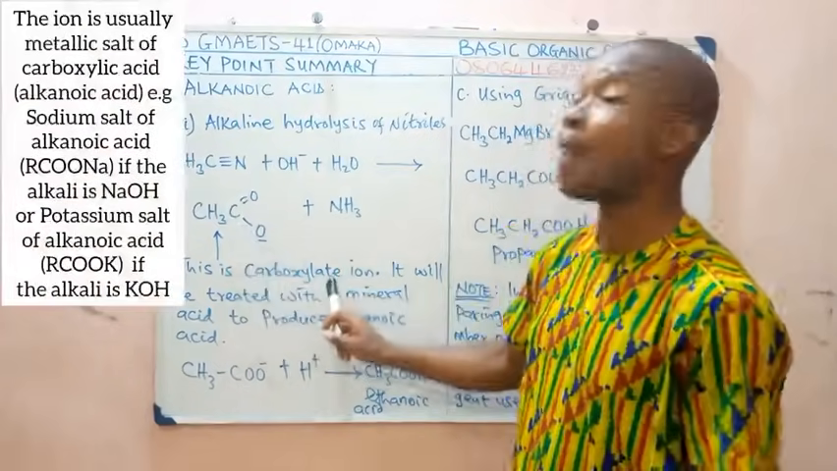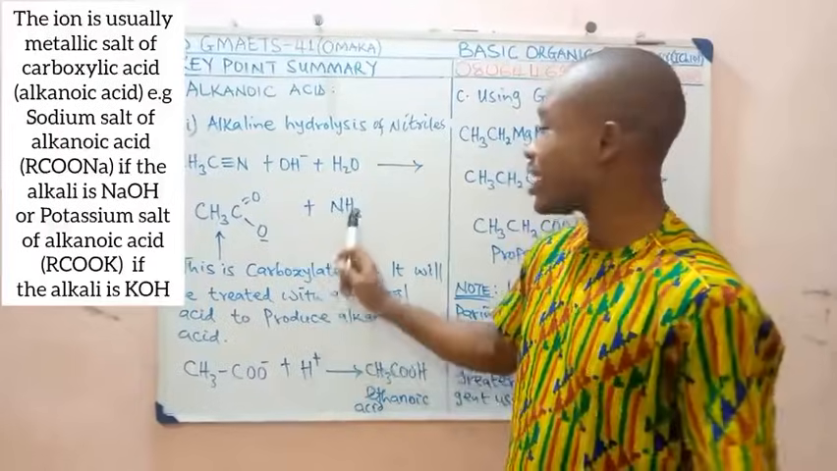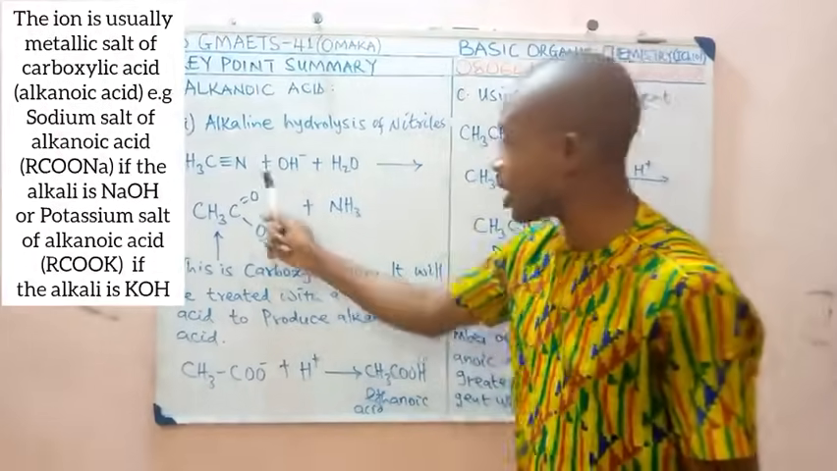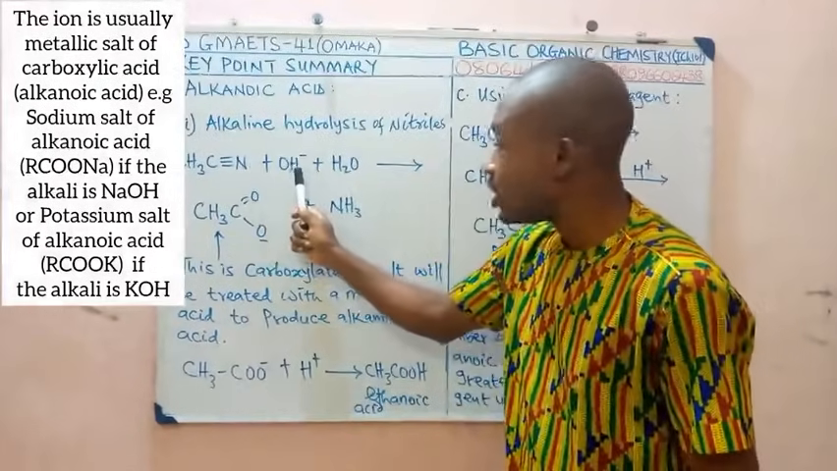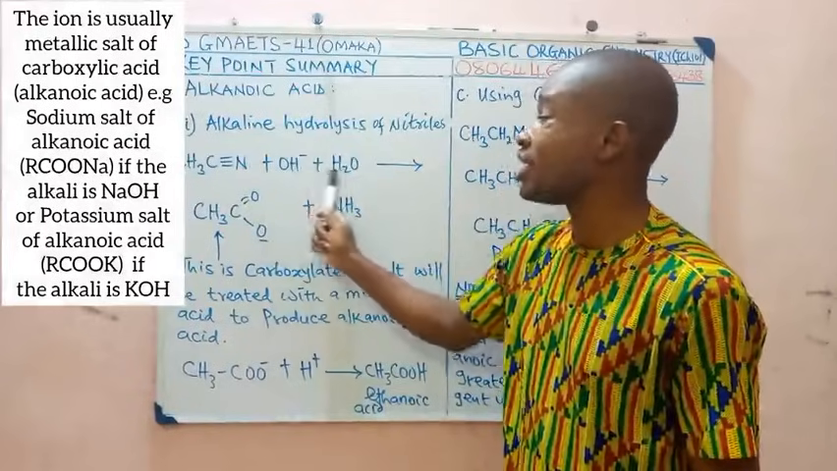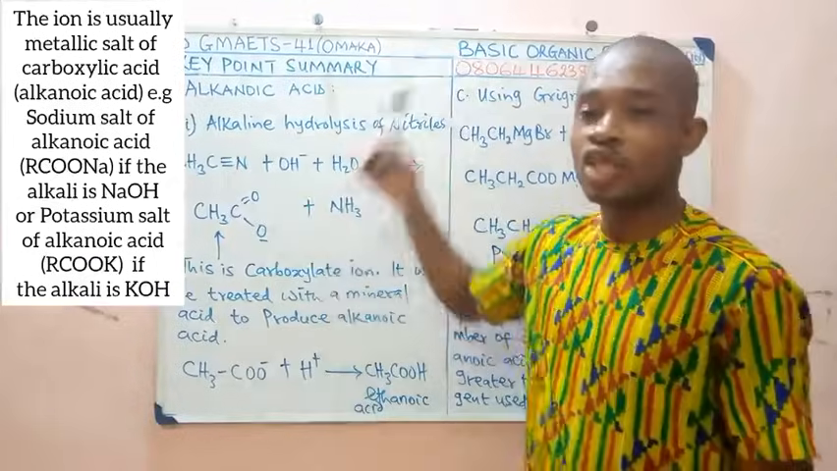We refer to it as carboxylate ion. Then ammonia will be given off, NH3. Look at this nitrogen: it will be picked up with this hydrogen and 2 of this hydrogen, making it 3 hydrogen, and you get ammonia gas to be given off.